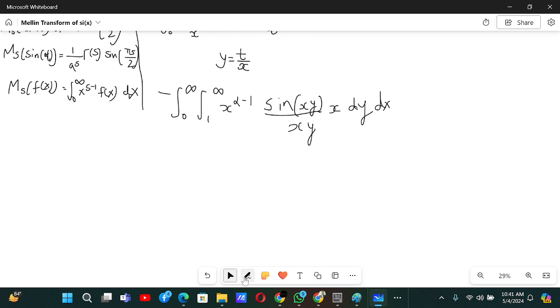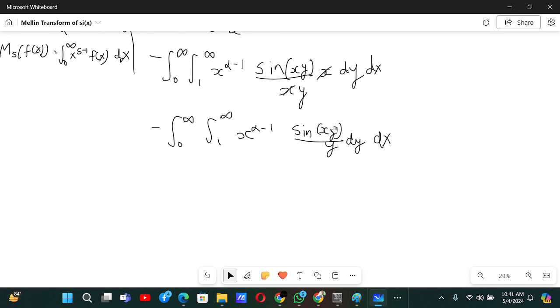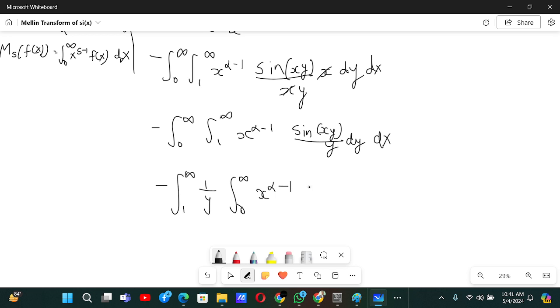Now the x cancels out, so we have negative of integral from 0 to infinity, integral from 1 to infinity, x to the power alpha minus 1 sine of xy by y dy dx. Now if we interchange dy and dx, basically the limits of integral, we'll be able to solve the inner integral using Mellin transform. So let's do that. 1 to infinity integral, and let me take the 1 by y outside, and then 0 to infinity, x to the power alpha minus 1 sine of xy dx dy.